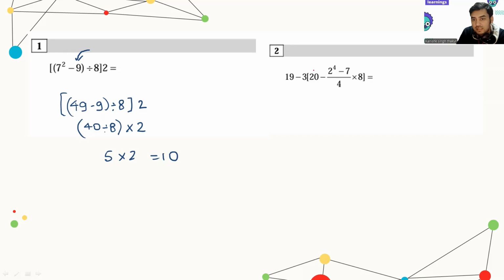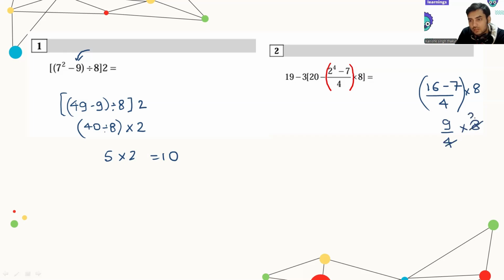Fine. Now here I see again two brackets. This 3 is multiplied by this square bracket, and here you have a fraction like this. This whole thing you have to solve first. So 2 to the power 4: 2, 4, 8, 16, take away 7 over 4 times 8. I'll write it separately.